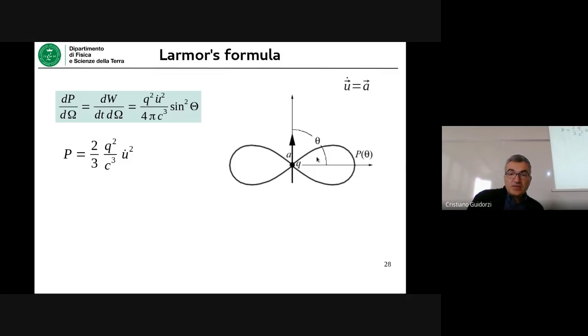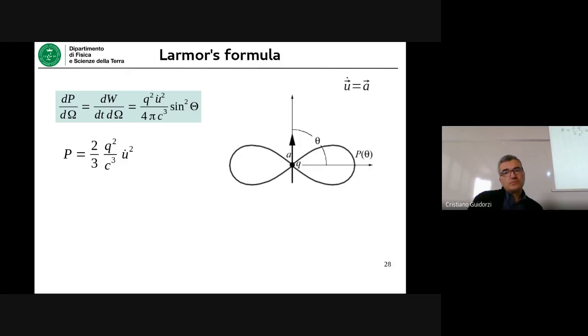So this figure here shows you the intensity of the radiation as a function of theta. This is maximum when theta is 90 degrees. You see that this line has a distance 0, a modulus 0, when you consider theta 0. So this is the sine squared pattern. And of course, it just depends on the polar angle. There is no azimuthal dependence.